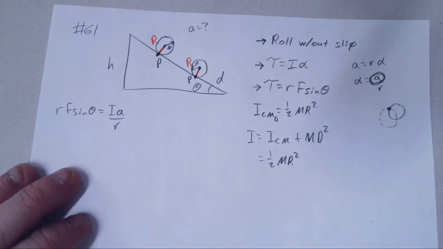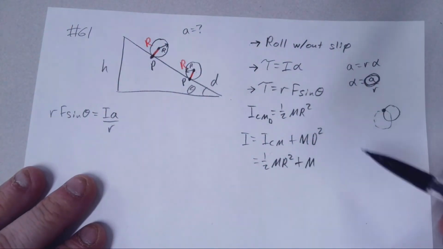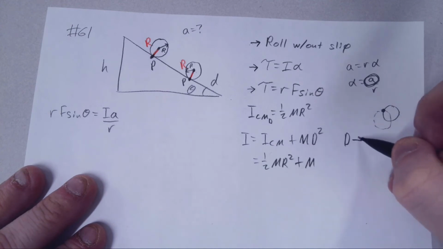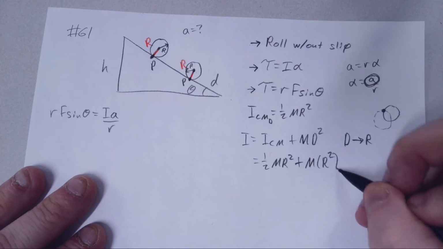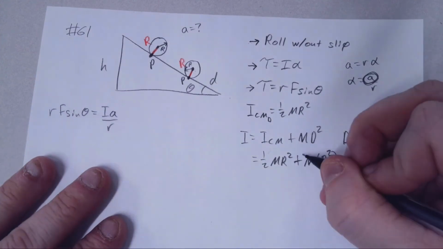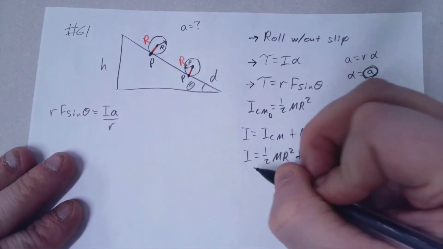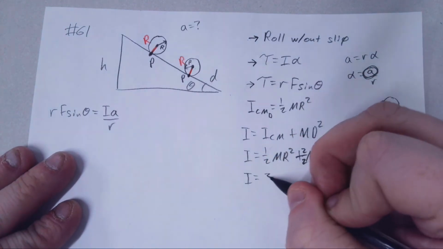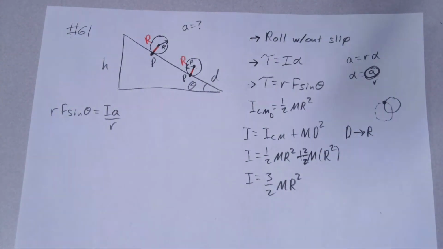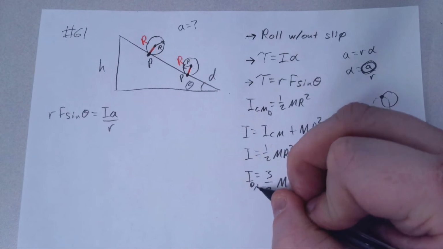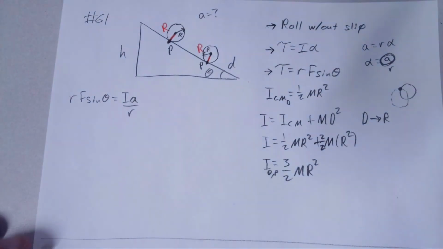So for this one, like the one we did over here, how far we are displacing ourselves is that d is equal to r. So we have r squared. Similar to another one we've done, we can call that 2 over 2 to make the math a little bit easier. And I equals 3 over 2 mr squared. So that's what the disk is about point P. We now have our I.